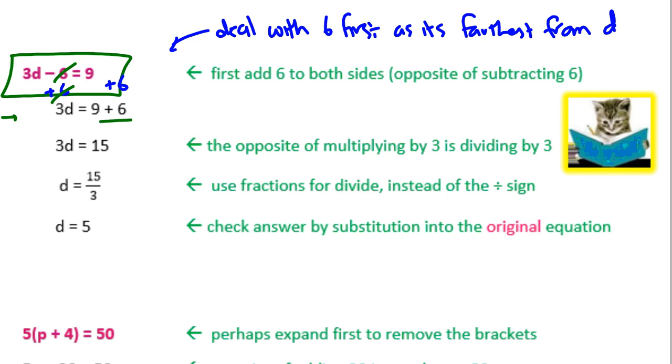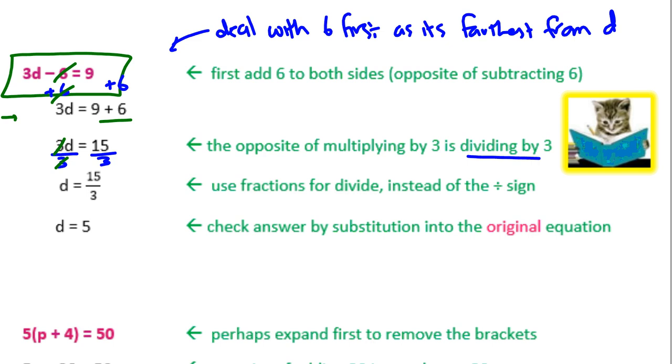Then just work out this answer is 15. 3d equals 15. How do you deal with the opposite? 3d means 3 times d. What's the opposite of multiplying by 3? That's right, it's dividing by 3. So divide both sides by 3. And when you divide both sides by 3, these ones will cancel out and you'll just have d.